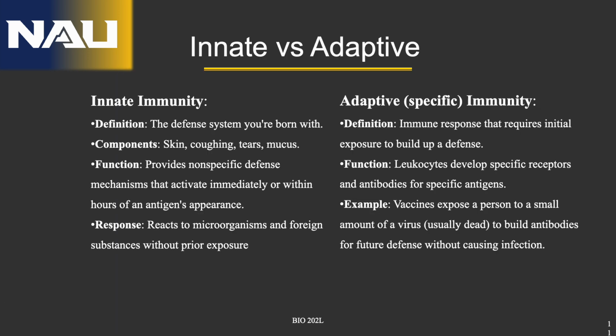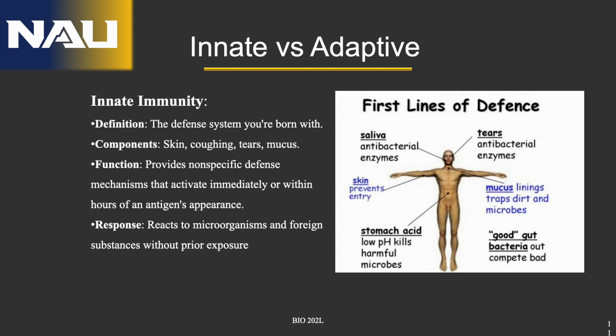Leukocytes play an essential role in both innate and adaptive immunity, so let's talk about these. The innate immune system is the defense system you're born with. It consists of barriers like the skin, actions like coughing, the tears that protect your eyes, and the mucus on all of our mucous membranes. It provides nonspecific defense mechanisms that activate immediately or within hours of an antigen's appearance, reacting to microorganisms or foreign substances without prior exposure. Innate responses happen automatically on first contact.